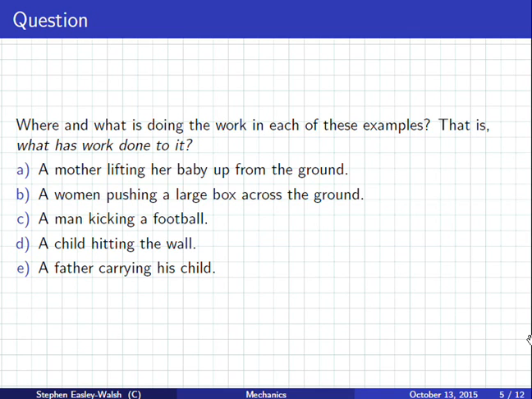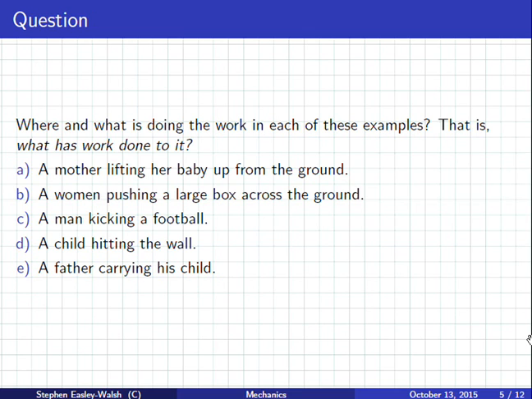The weight of the child. Yes. So the force is this way, but which way is the movement? This way. So you can only use the distance in the direction of the force. So if the father did this, that's the work. But walking like this, there's no work.